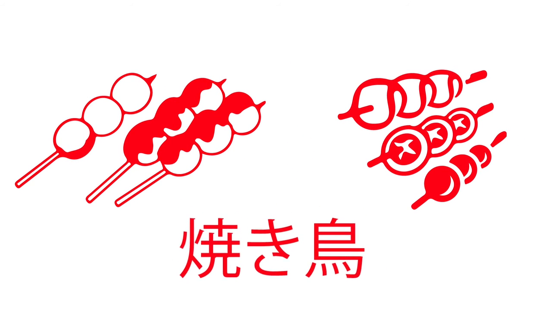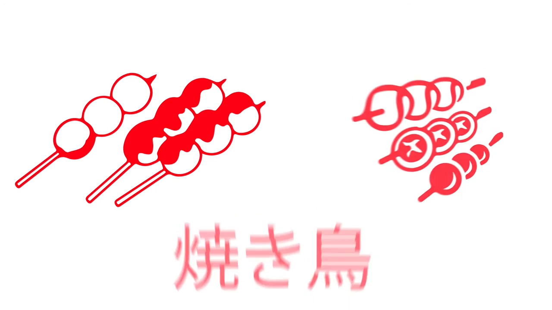There are a variety of grilled chicken skewers called yakitori. I usually stick with meat from the breast and thigh, as well as chicken meatballs, which can be seasoned with salt or a sweet sauce, but the more adventurous eater can try a variety of innards as well.